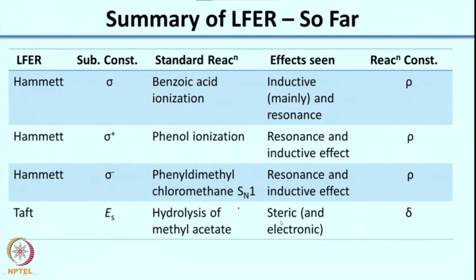Now till here we have discussed the Hammett principle in terms of sigma, sigma plus, sigma minus, and lastly we have discussed the Taft parameter, which is denoted by ES. The Hammett plot was applicable for benzoic acid, whereas the Hammett sigma plus and sigma minus were useful for phenol ionization and the SN1 reaction mechanism. And while talking about the Taft, it was used for hydrolysis of methyl acetate. So in the Taft parameter, we have discussed the steric and electronic effect, whereas in the case of the Hammett, we have discussed the resonance and inductive effect, right?